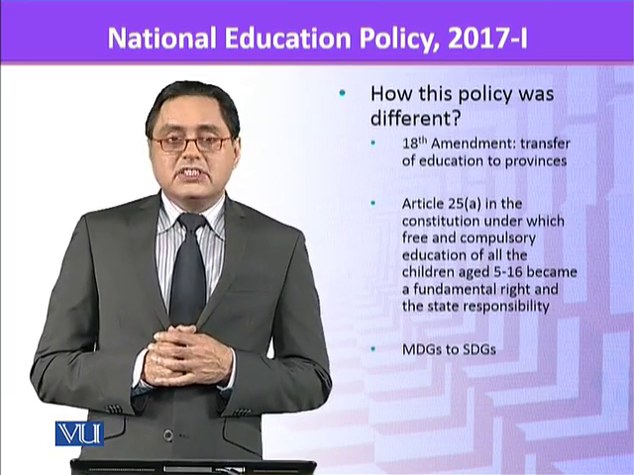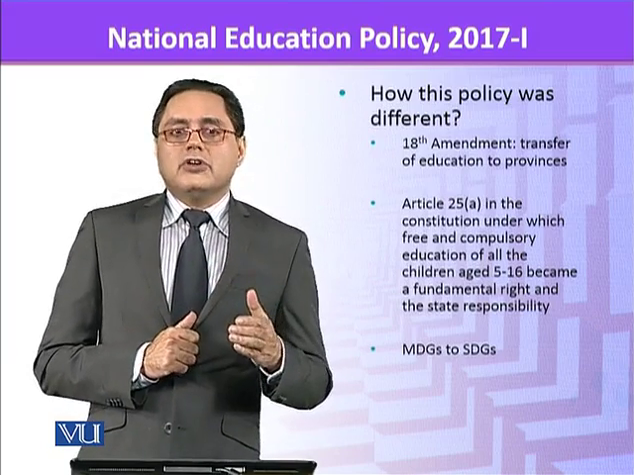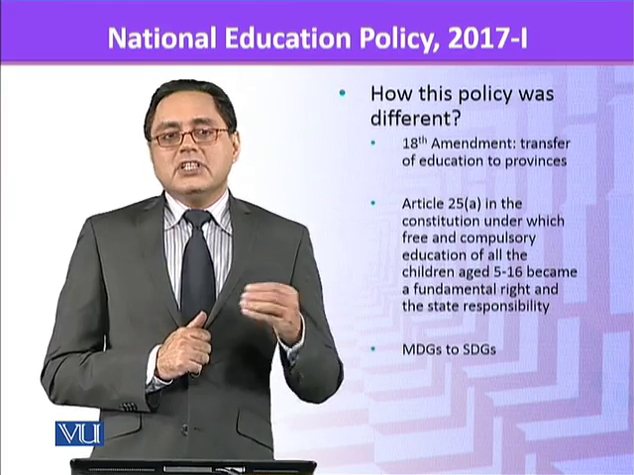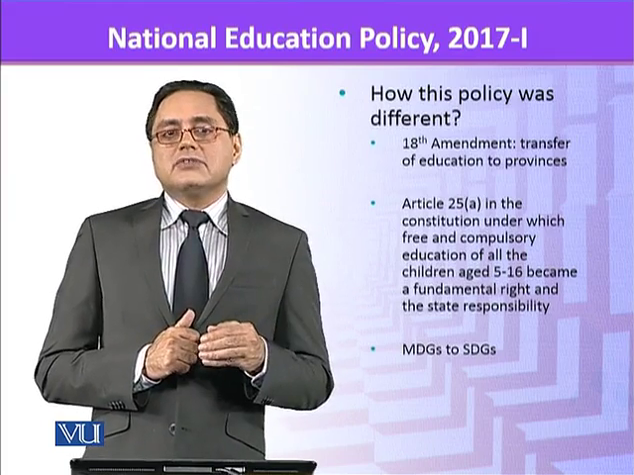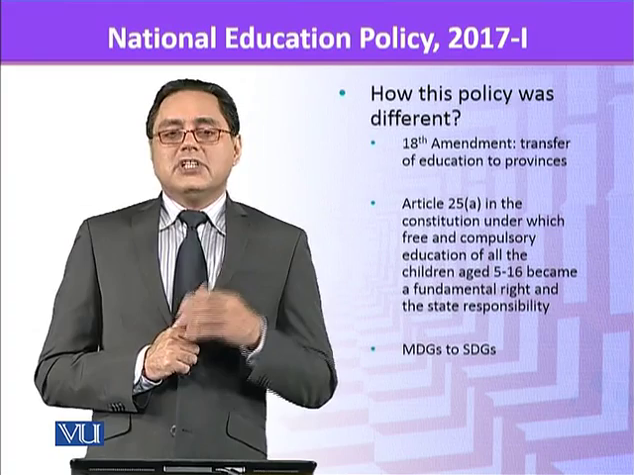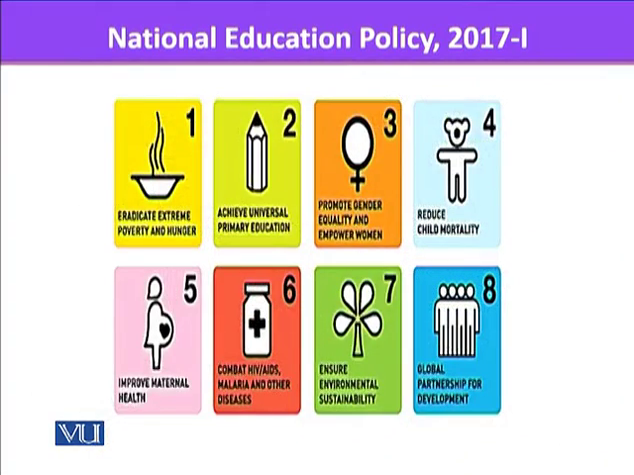The third change was that we moved from the MDGs, the Millennium Development Goals, to the SDGs, the Sustainable Development Goals. There were 8 Millennium Development Goals, and basically they covered 2000 to 2015, with different targets to be achieved. The second one is directly related to education, which is to achieve universal primary education. That was one of the targets, which of course we failed to achieve.